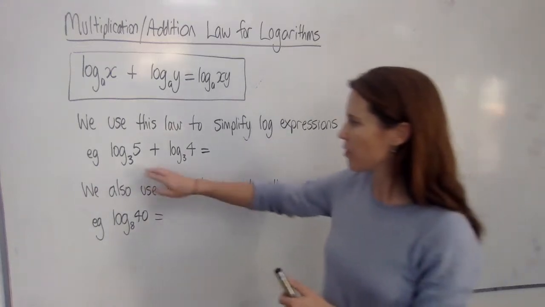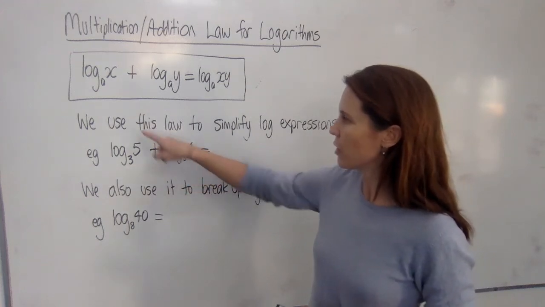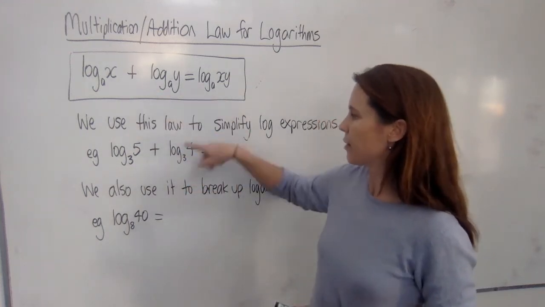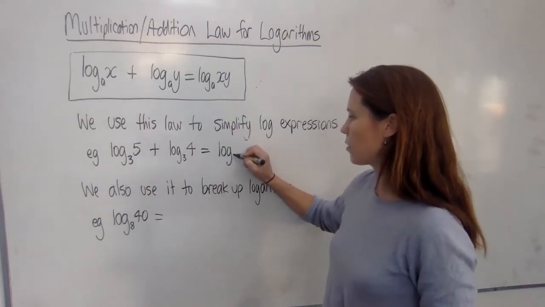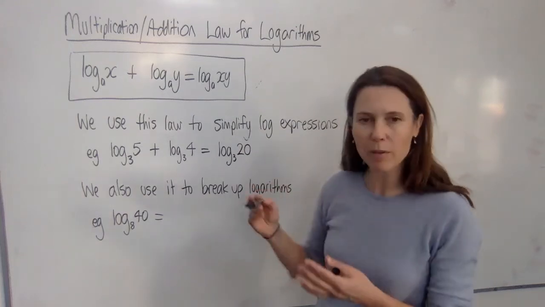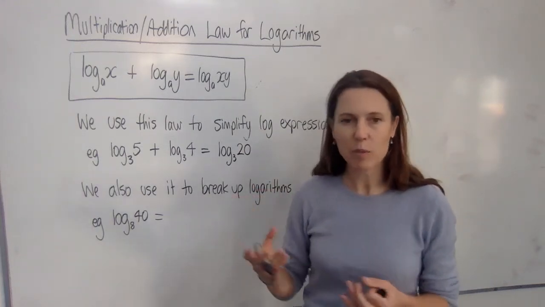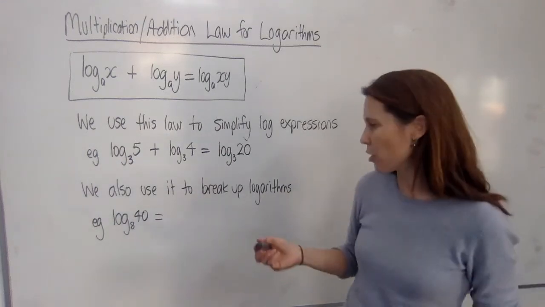Now we use this law to simplify log expressions. So for example, if you've got two logs to add together and you can see that the bases are the same, then all you need to do is multiply the numbers 5 and 4 to get 20. So that's quite simple. We also use it to break logs up. Now, why would you want to break logs up? Well, sometimes once you've broken them up, you can simplify them more easily or combine them with other like terms.